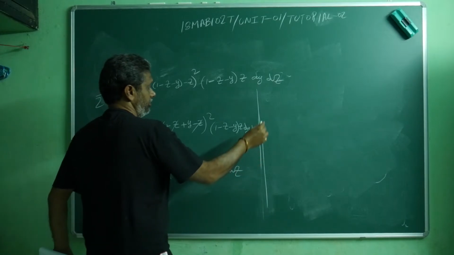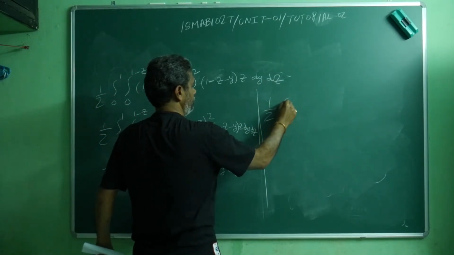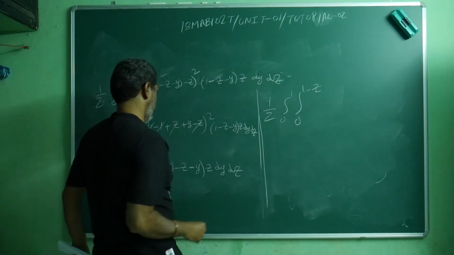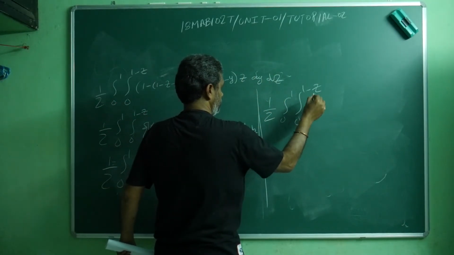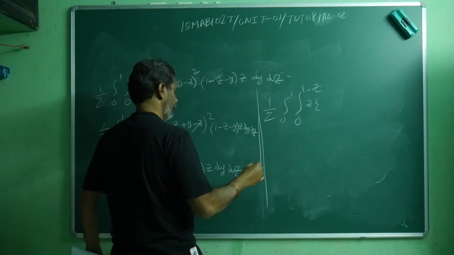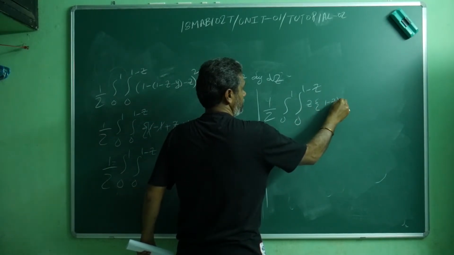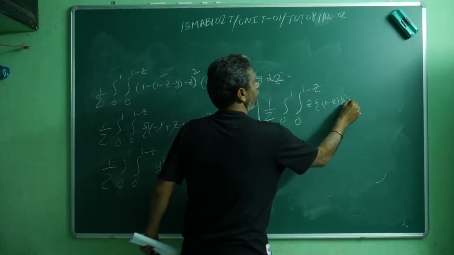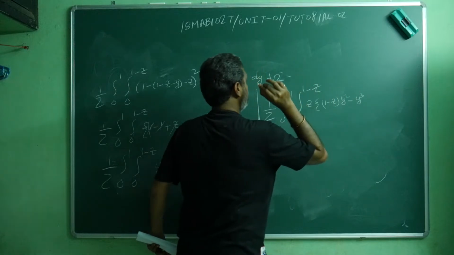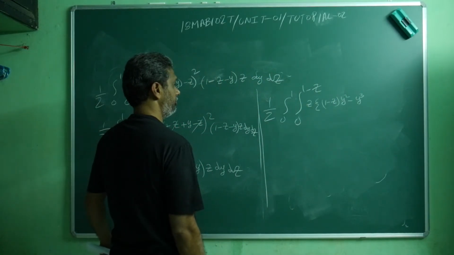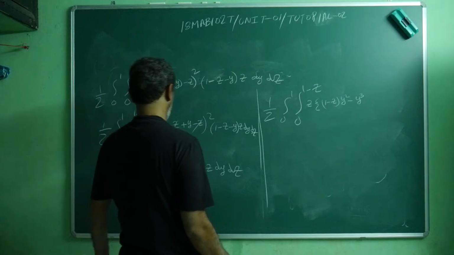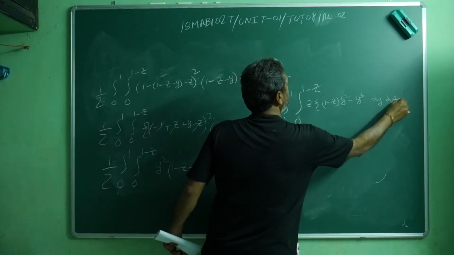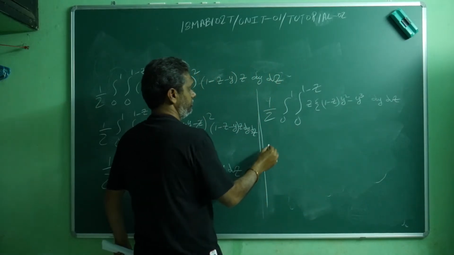So what I will do, still I am not started integration, just a simplification. 0 to 1, 0 to 1 minus z. So z also I will take outside. Then 1 minus z y square, then minus y cube. Any problem? Y cube dz. Now integrate with respect to z.